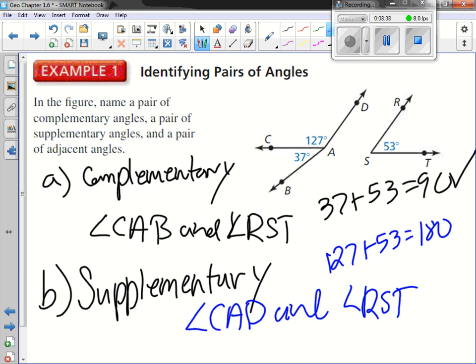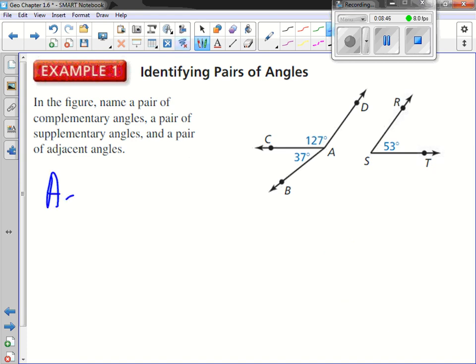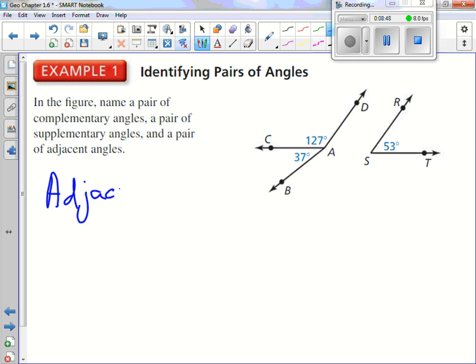Any questions on either one of these here? Okay. Well, we have one last thing: adjacent angles. So adjacent angles do what? They share a common vertex and a common side, but no common interior points. So what would be our two adjacent angles?